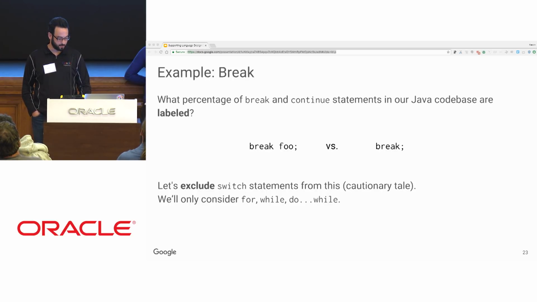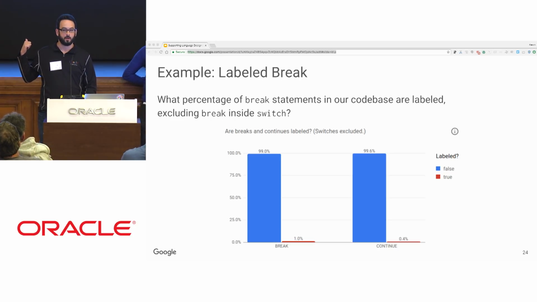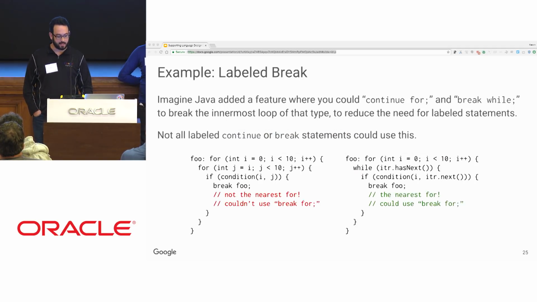This one, I think it won't be super shocking. Yeah, the answer comes out 1% of break statements. You can hardly see the red bar there. 1% of break statements and 0.4% of continue statements are labeled. But we wanted to drill into those, and there was this idea that came up. This idea for a very small language feature is not really an important part of the presentation, but it's an example of something where we said, well, here's a question we could get data to answer.